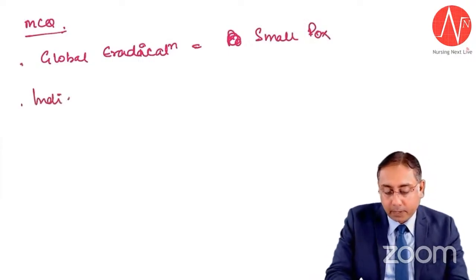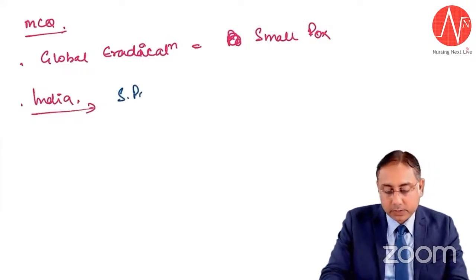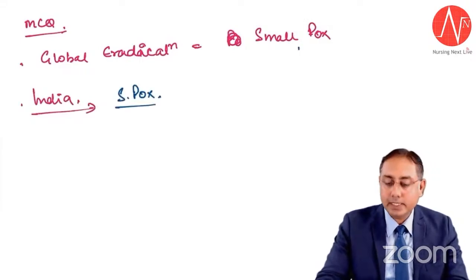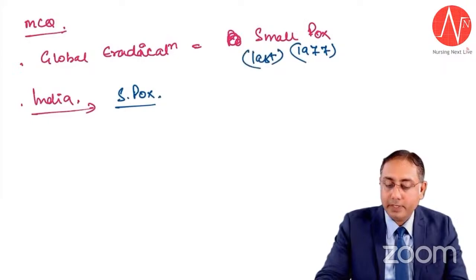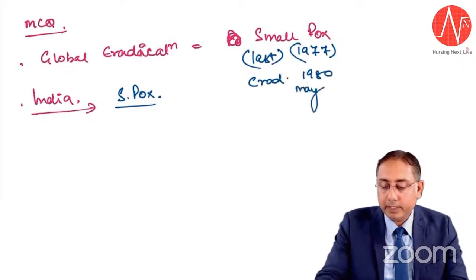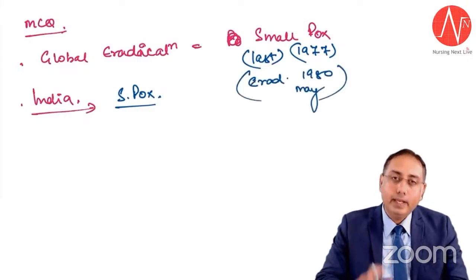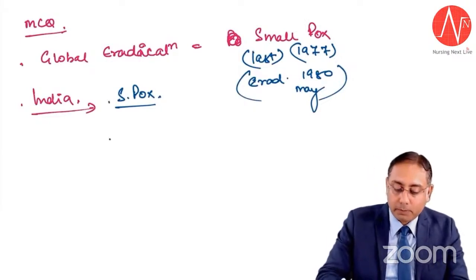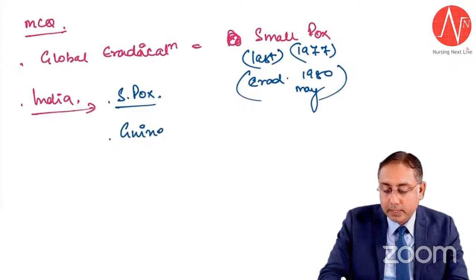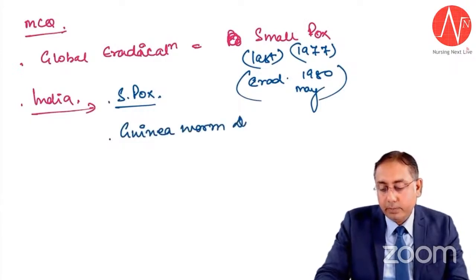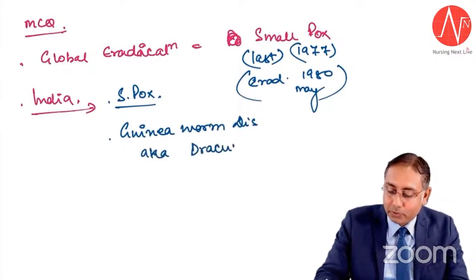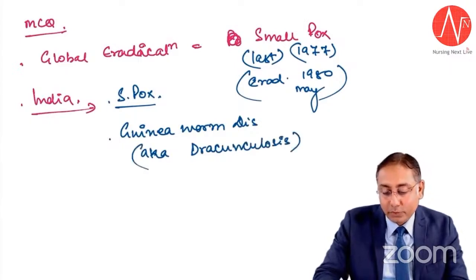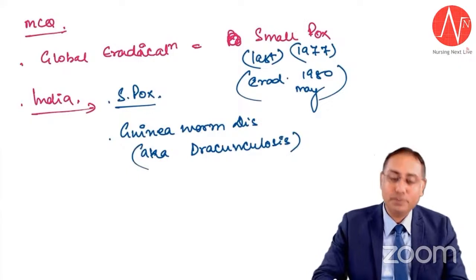In India, we are proud to say that we have eradicated smallpox. The last case happened in 1977, and in May 1980 it was declared as eradicated. Along with smallpox, we are proud to say guinea worm disease, also known as dracunculosis, is eradicated.